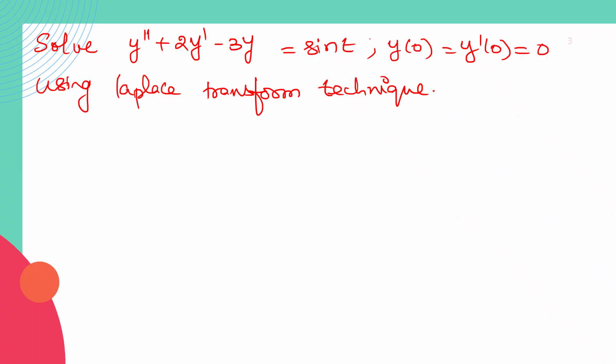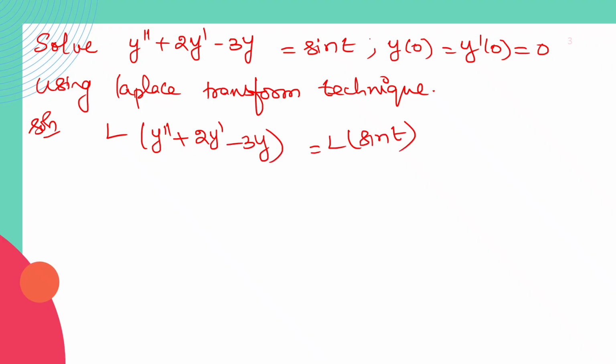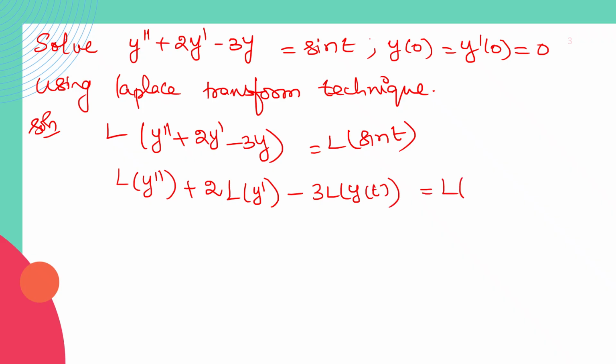So the very first step we have to do is take the Laplace transform on both sides of the differential equation. So let us take it. We'll have L of y double dash plus 2y dash minus 3y is equal to L of sine t. Now, using the linearity property, we can break this into L of y double dash plus 2 times L of y dash minus 3 times L of y of t is equal to L of sine t.